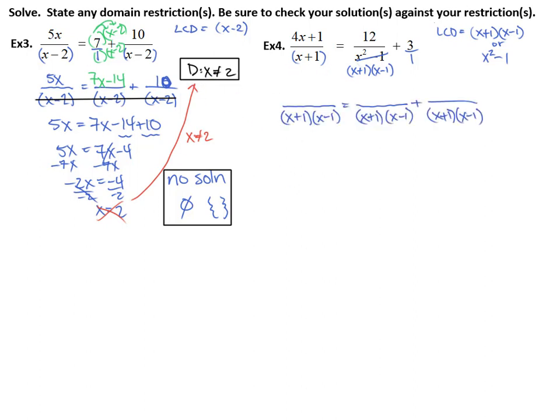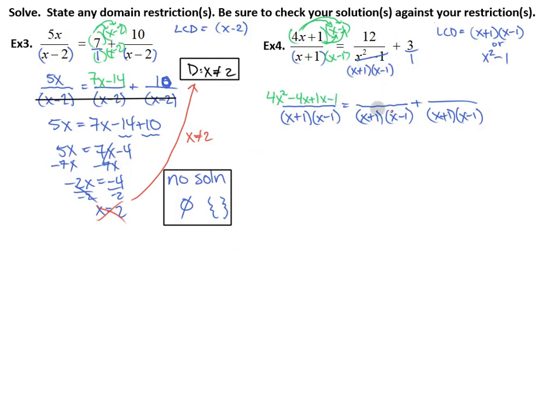Okay, there's all my denominators set up. So let's figure out what we need to multiply each one by to get there. Well, my first fraction has just the x plus 1. It needs the x minus 1 top and bottom. And yes, that means we are going to need to FOIL or distribute out the top. So let's do that here. 4x times x is 4x squared. 4x times negative 1, negative 4x. 1 times x, positive 1x. And 1 times negative 1 is negative 1.